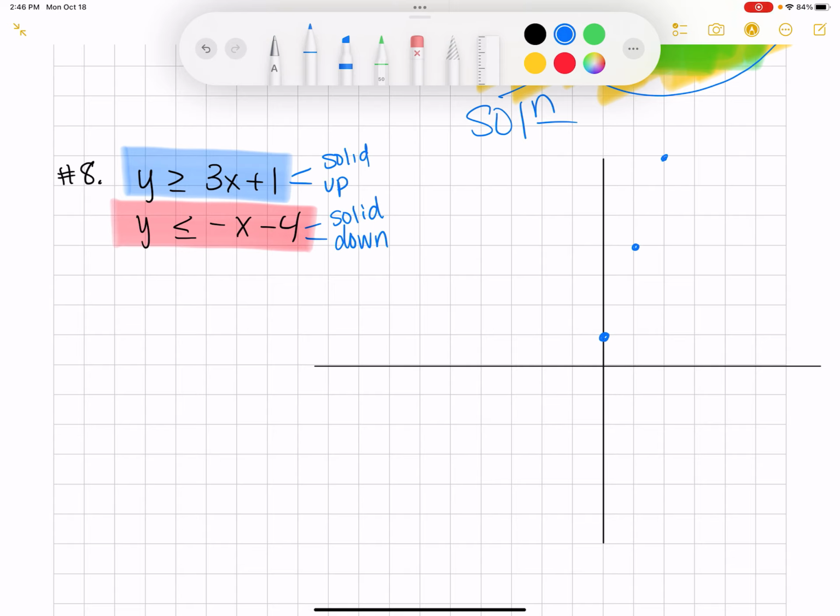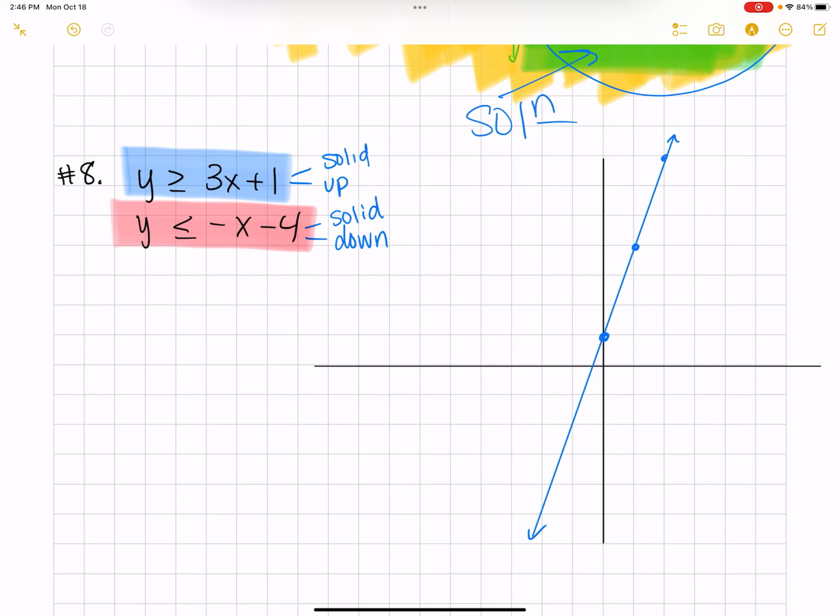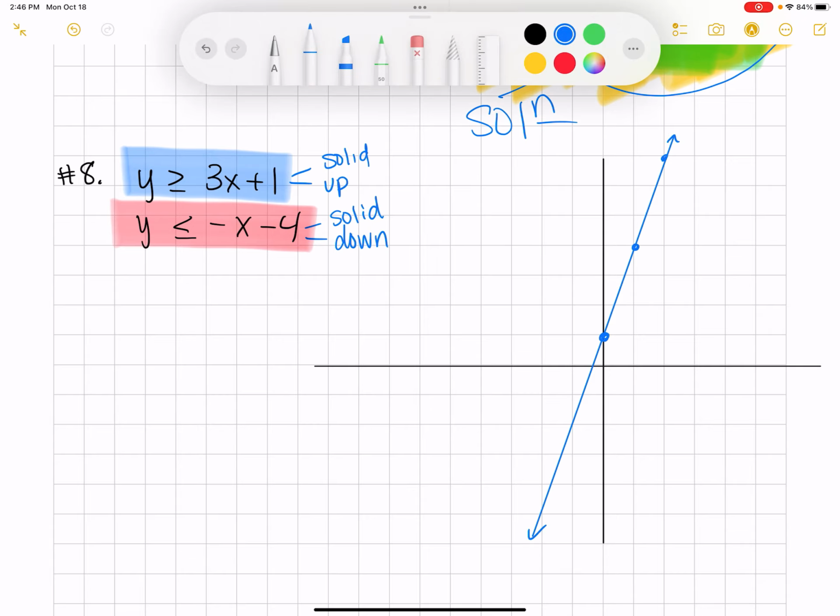Okay, and then I'm just gonna attempt to connect the dots here. Wait, what's the magic tool? Shut up. I know, it's amazing, isn't it? I love it.